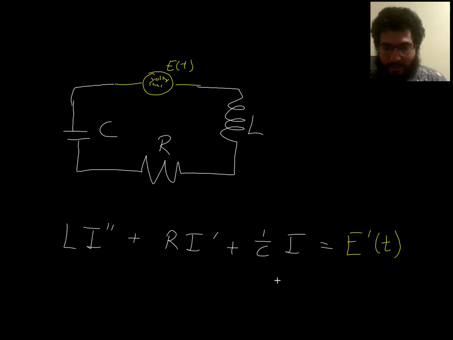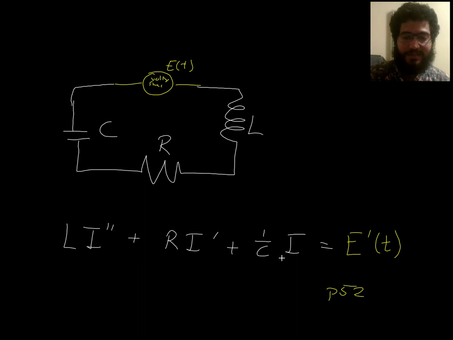If you want to remember where this came from, you can look at page 52 in the book. That's where we got this before. But yeah, introducing a power source now makes this a non-homogeneous differential equation.